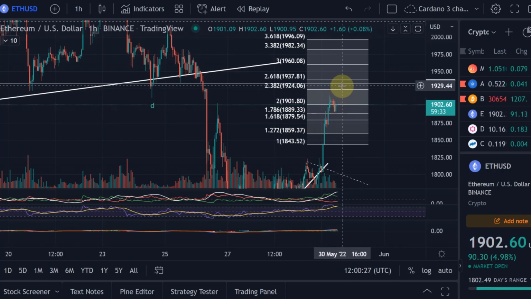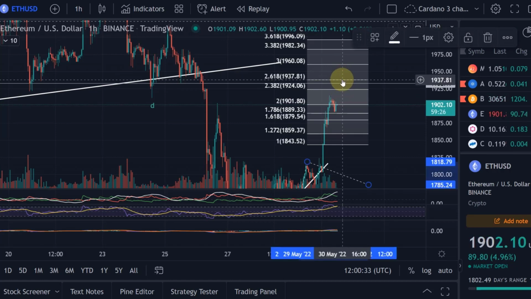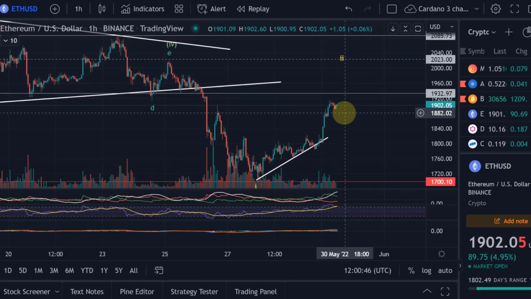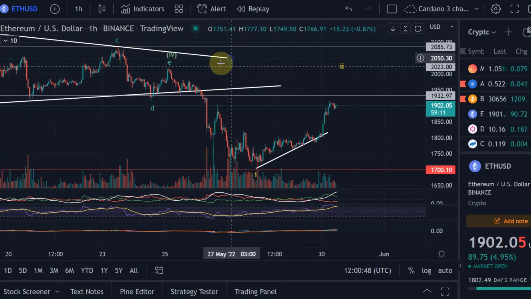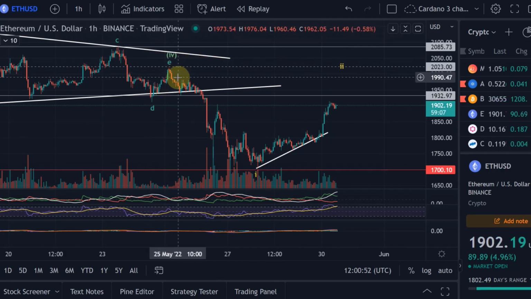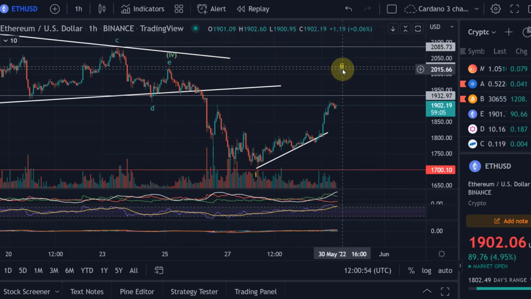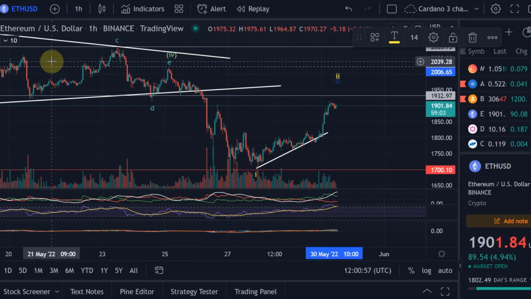Maybe in the wave 3 it could even move now to the 2.618 Fib extension at $1,937, because that is normally when the 1.618 is reached. You would look for the next main Fib target, which would be in this case for a wave 3, the 2.618 Fib extension. But this is really not that important. What is really important is to look at this level at $2,023. Yeah, because at the moment, as long as we are below this, for me this is just a wave 2.